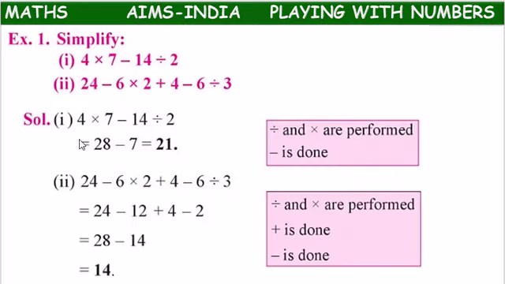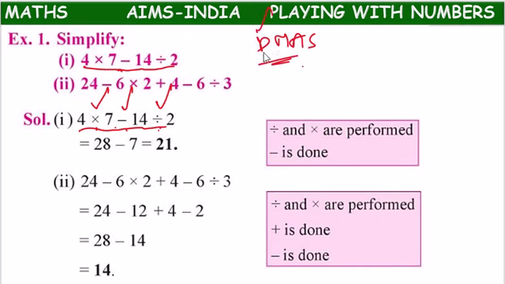Let's see some examples regarding this. Simplify 4 into 7 minus 14 divided by 2. We have multiplication, we have subtraction, we have division. According to the DMAS rule, which is to be done first? Division. So 4 into 7, we will keep like that only, minus 14 divided by 2. How much? 14 divided by 2, 7. Next, multiplication is there, subtraction is there. Which do we have to do first?